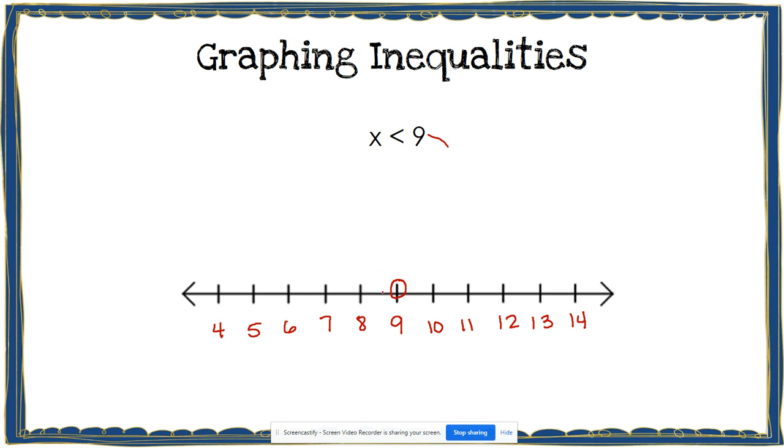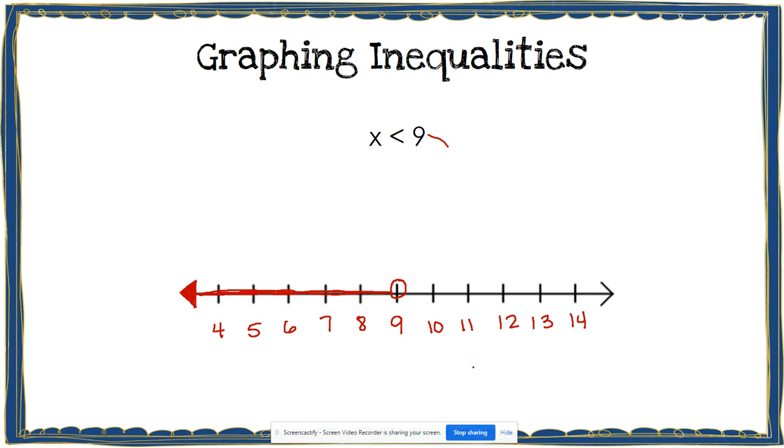So to show that x can be everything less than 9, I have the open circle on 9 to show that 9 is not a solution. And then I am going to shade on my number line to the left to show that all of the values that are less than 9, which is to the left of 9 on a number line, are possible solutions. So everything down here is a possible solution to the inequality.